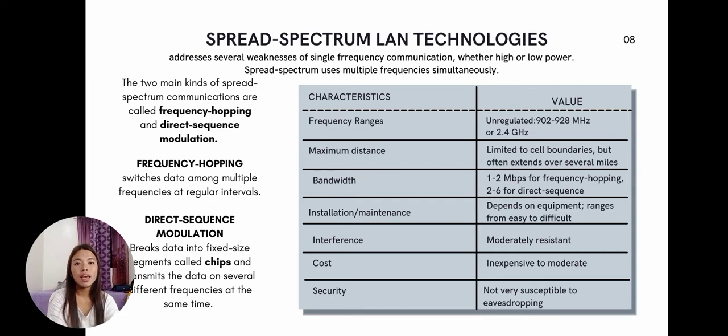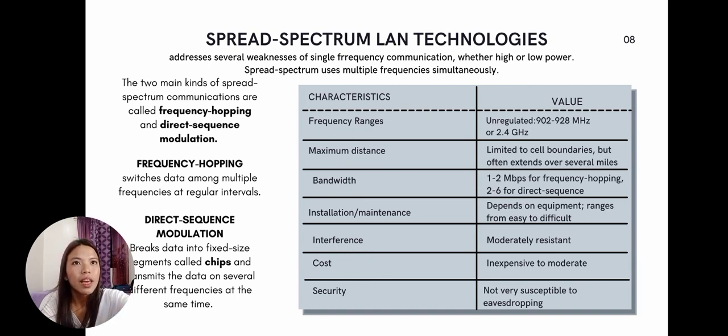So the next is direct sequence modulation. It breaks data into fixed size segments called chips and transmits the data on several different frequencies at the same time. So this is the table of spread spectrum LAN characteristics. As you can see, there are its characteristics as well as its value.